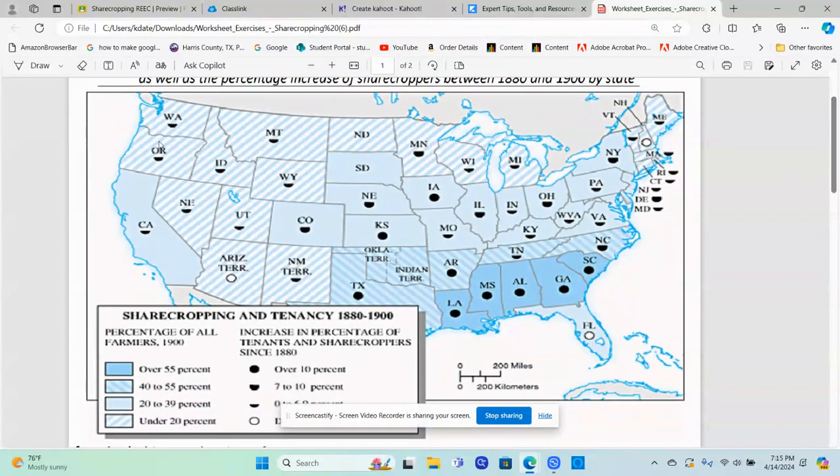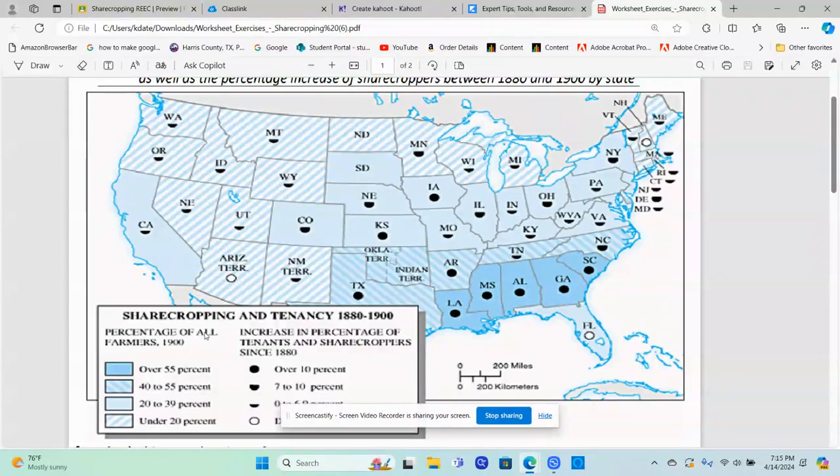Take a look at each one of these states on the map. If you need to, get one of your atlases so that you'll know what each one of the states' names are. This is the key: sharecropping and tenancy, 1880 to 1900.